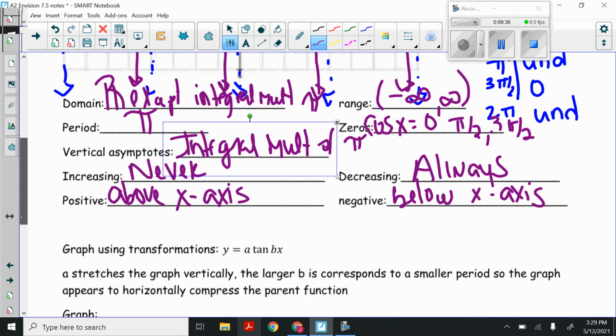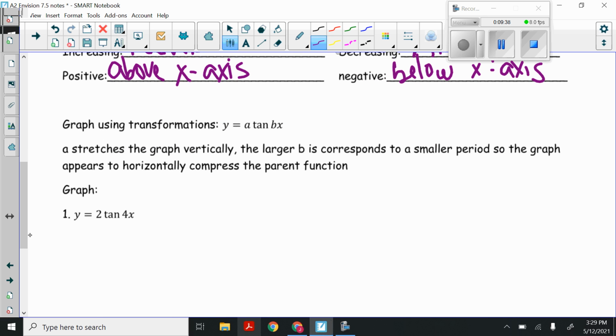So now let's talk about when we have an A and a B. So A stretches the graph vertically. The larger B corresponds to a smaller period, so the graph appears to horizontally compress the parent function. So here, to find the period for tangent or cotangent, it's going to be pi divided by B. Remember, sine and cosine were 2 pi divided by B because their period were both 2 pi, but since the period of tangent and cotangent is pi, it's pi divided by B.